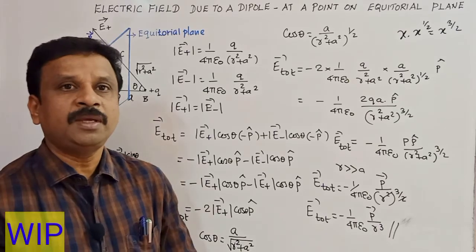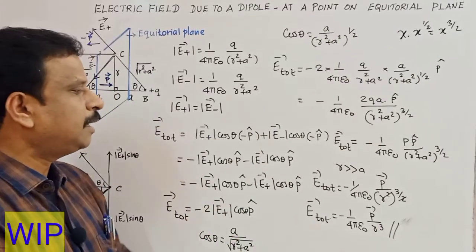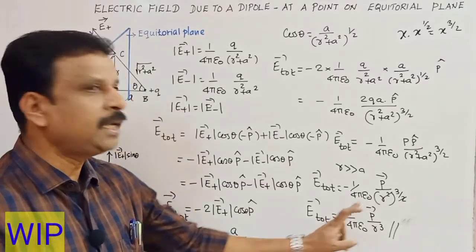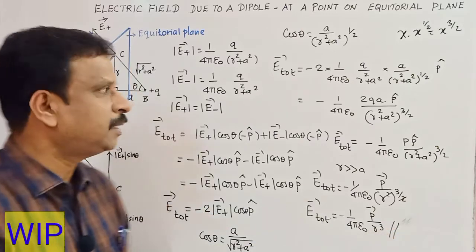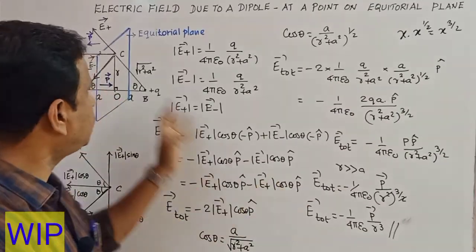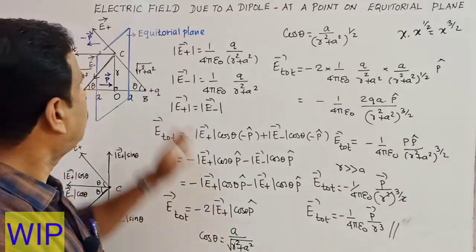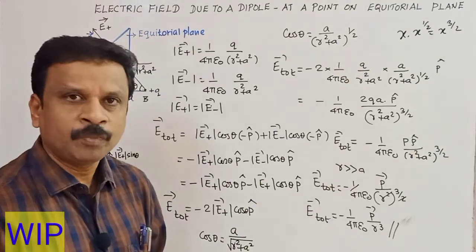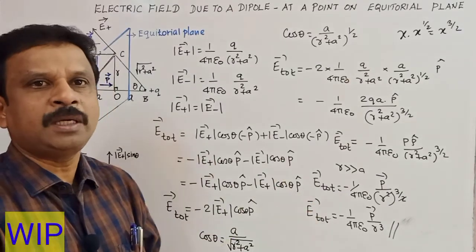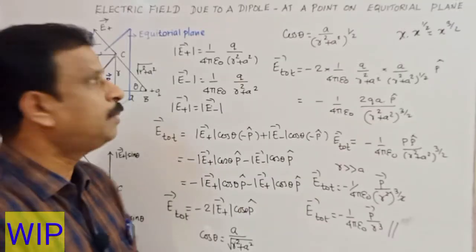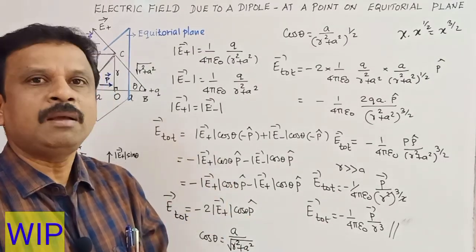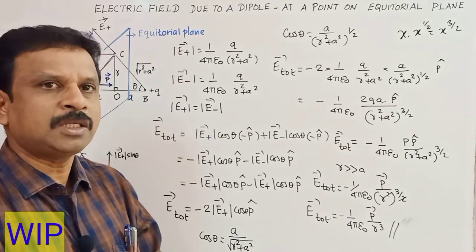Just to compare with the previous result on the axial line: on the axial line what we got is 2p vector by r cube, right? But here what we are getting is minus p vector. So what is the direction of the electric field? The dipole moment is from minus q to plus q, whereas the total electric field is opposite to the dipole moment vector, that is, minus p vector is the direction of the total electric field here. On the axial line the total electric field is along the dipole moment vector, but at the equatorial plane, anywhere you find the electric field, the direction will definitely be opposite to the direction of the dipole moment vector. That should be very clear.